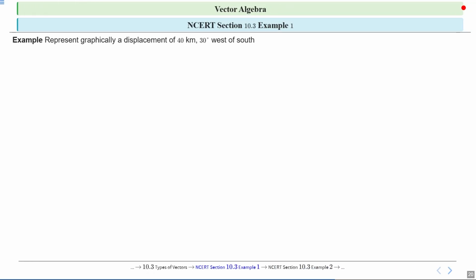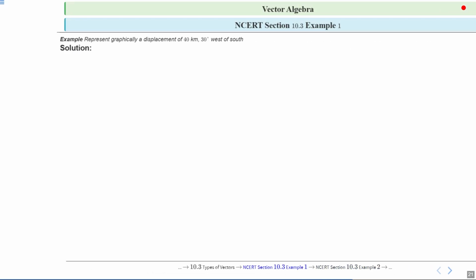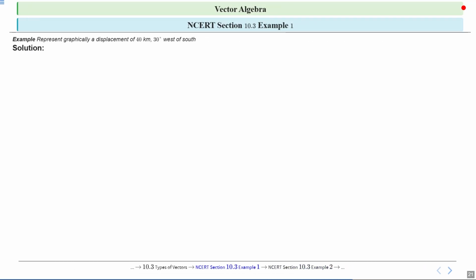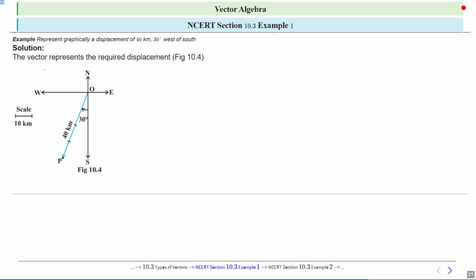Next, NCERT section 10.3, example 1. Represent graphically a displacement of 40 km 30 degree west of south. So let's see how can we solve this. The vector is represented by displacement vector, figure 10.4, on the scale of 10 km, right? This is 40 km 30 degree.